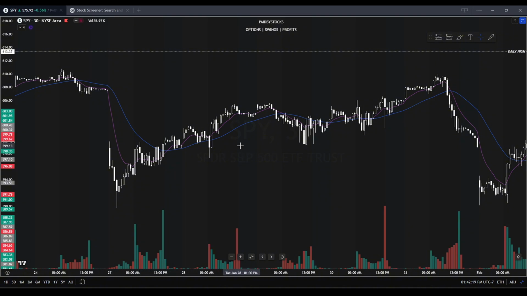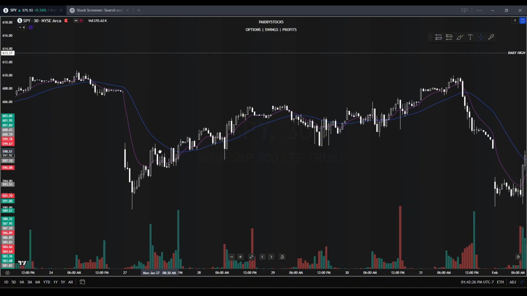Alright, guys, so this is my example for today's video. We have SPY on a 30-minute time frame. I'm just going to be going over how I'm going to identify support and resistance levels here, and kind of what they do: breakouts, fake outs, and also rejections.